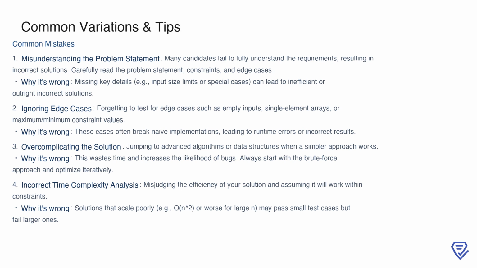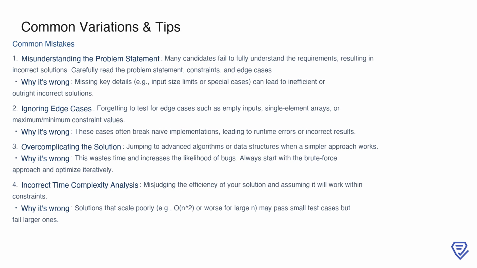When solving problems, it's common to make certain mistakes, and understanding these pitfalls can help you avoid them. One major issue is misunderstanding the problem statement. This often happens when key details, like input size limits or special cases, are overlooked. For example, missing constraints or edge cases might lead to inefficient solutions or even outright failures. Another common error is ignoring edge cases. Things like empty inputs, single-element arrays, or boundary values such as the maximum or minimum allowed input can easily trip up naive implementations, causing runtime errors or incorrect results.